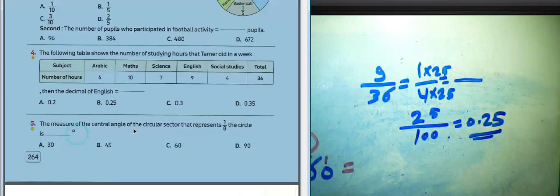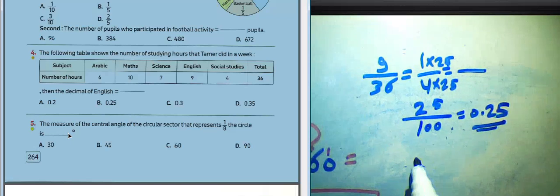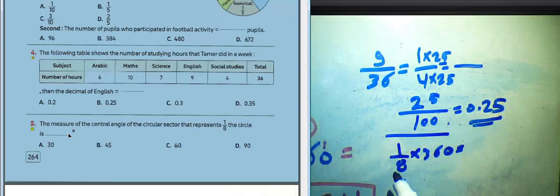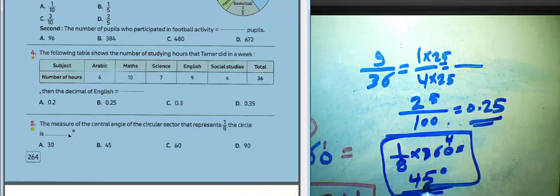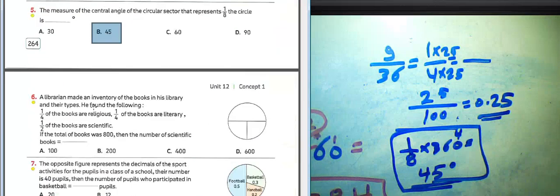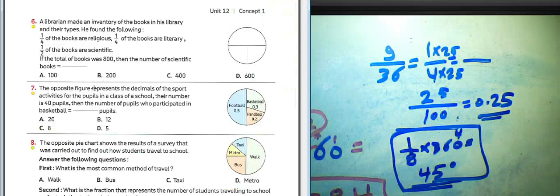The measure of central angle of circular sector that represent 1 over 8 of a circle. 1 over 8 multiplies the total 360. 1 over 8 here multiply 360. It will be 45. Why? Because 36 divided by 8 equal 4, and the remainder 4. 40 divided by 8 equal 5. So the result will be 45 degree. 45 degree about question number 5 here. Letter B. Okay. Question number 6.